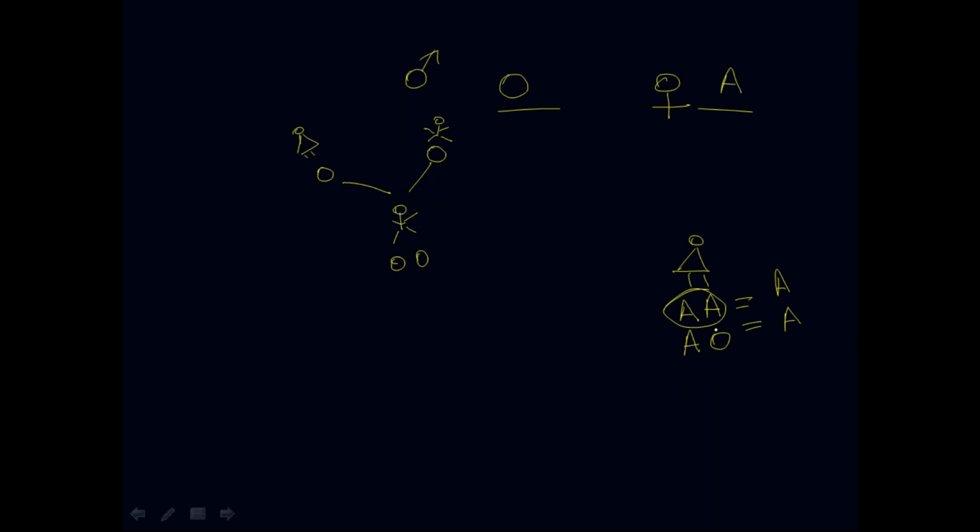So you need to be careful. If I tell you that this girl is homozygous A, that means it is AA. But if I tell you that she is heterozygous A, it is going to be A and O.